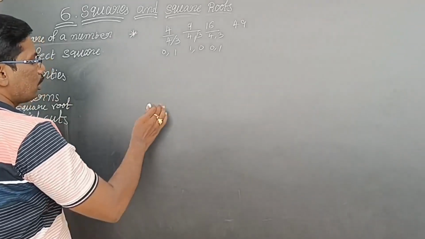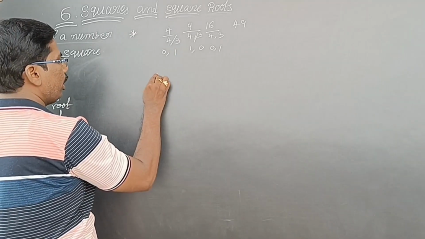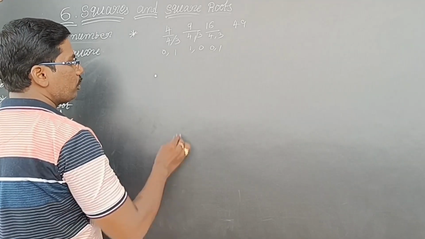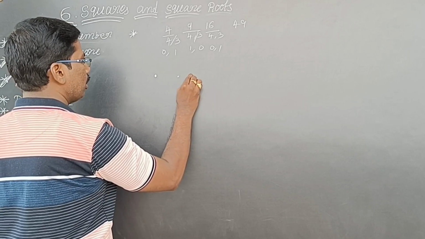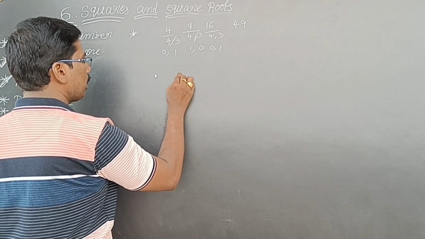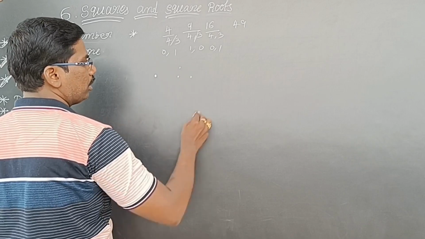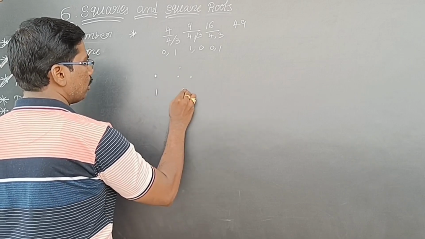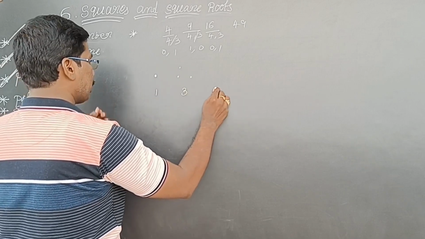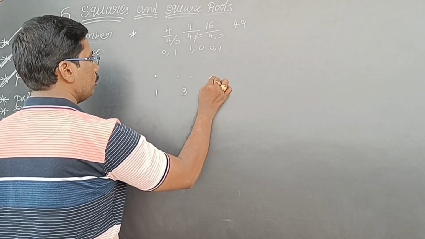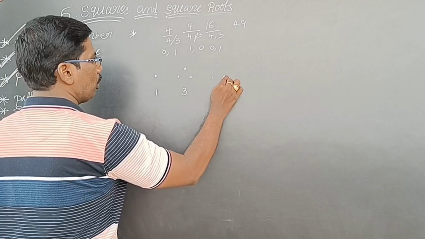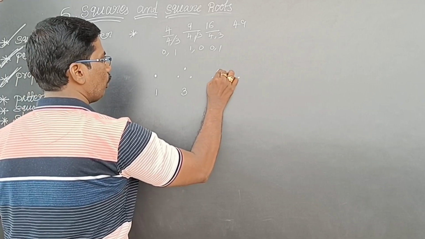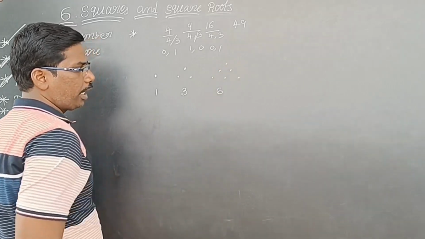Next, patterns. Triangular numbers are there. If I take 1 square, that is 1. Next, this is 3, so this is a triangular number. So 1, 3. Next, I will take 6. Now see, 1, 2, 3 makes a triangle.